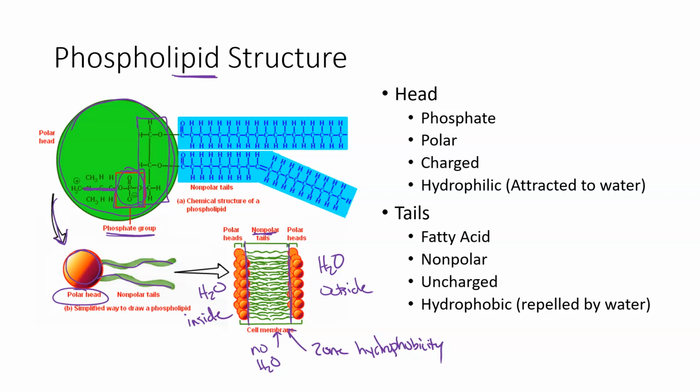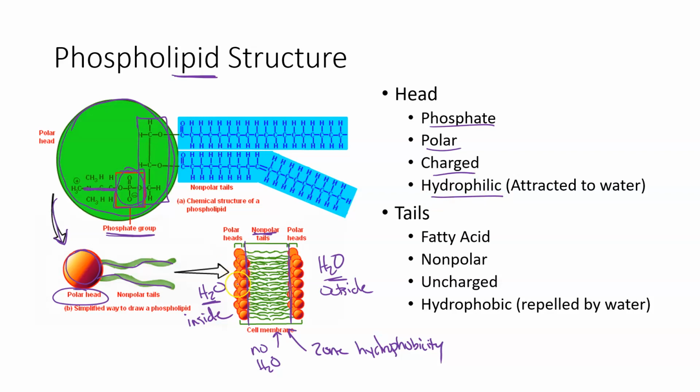Again, I'm going to talk about hydrophilic and hydrophobic interactions on the next slide, but this is a zone of hydrophobicity, and so this region right through here has no water, while the heads keep this polar boundary between all the water on the outside of a cell and all the water on the inside of the cell. So, as a recap, head, phosphate, polar, charged, and hydrophilic, which means attracted to water.